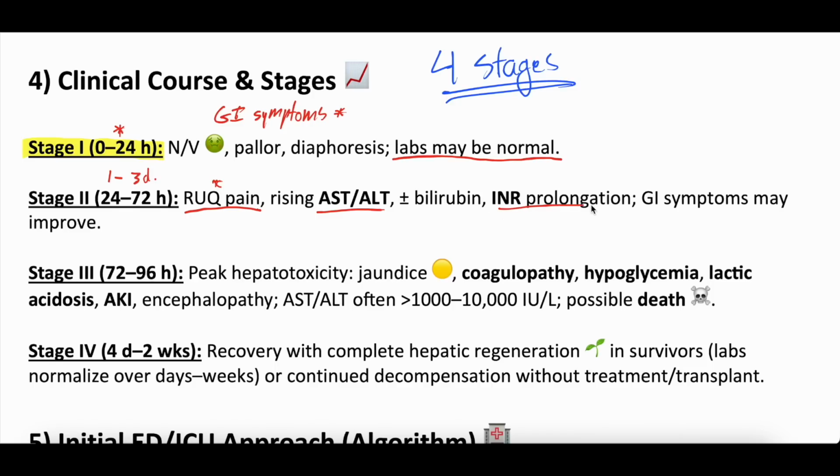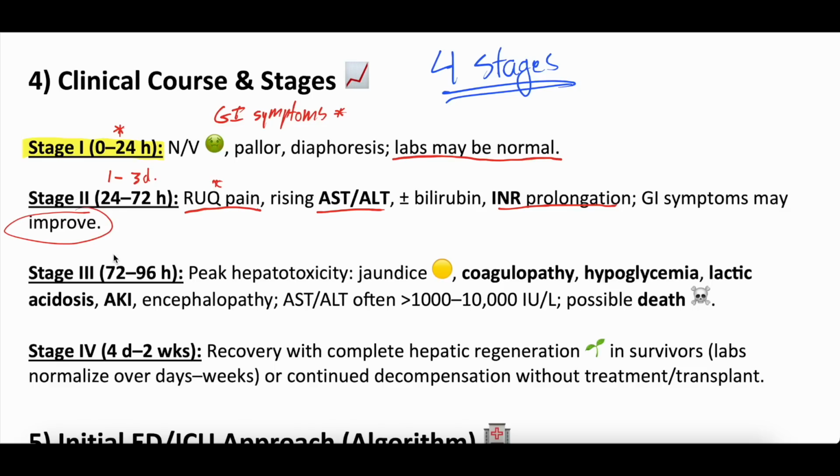Your INR might start to prolong. And the GI symptoms sometimes actually improve. They sometimes get better, other than the pain, but the nausea, vomiting, and all that. But this is where patients start to manifest with lab work that shows that they're getting really sick. And if this goes untreated, it can progress to stage 3. And this is the stage where people can die.